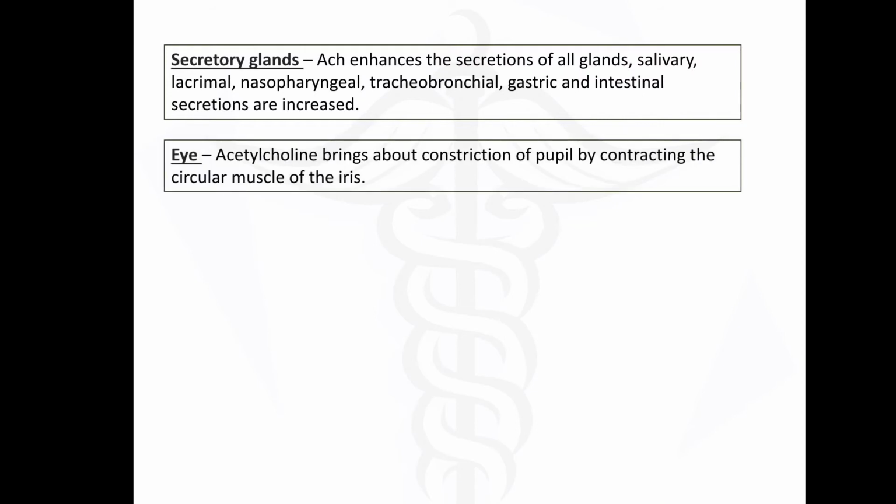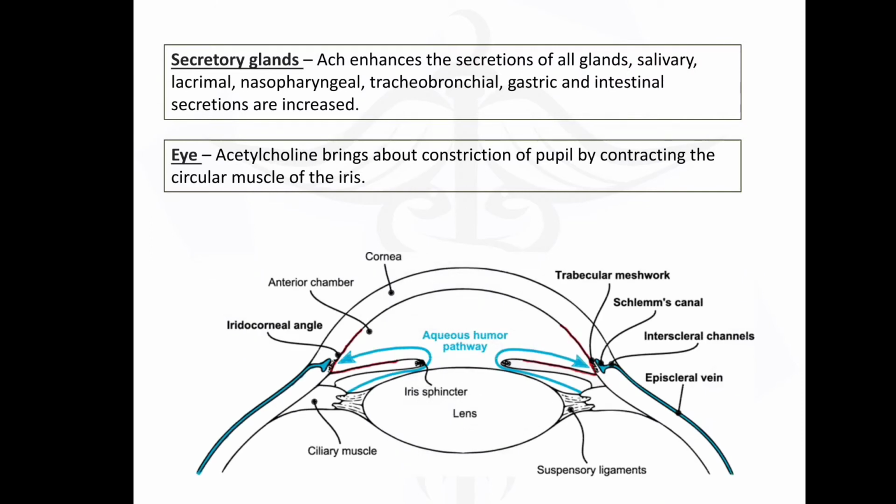In eye, acetylcholine brings about constriction of pupil. Constriction of pupil is nothing but meiosis by contracting the circular muscles of the iris. Stimulation of muscarinic receptors present in the sphincter pupil results in meiosis. Drainage of aqueous humor is facilitated and intraocular pressure falls. Ciliary muscle contracts, resulting in spasm of accommodation.